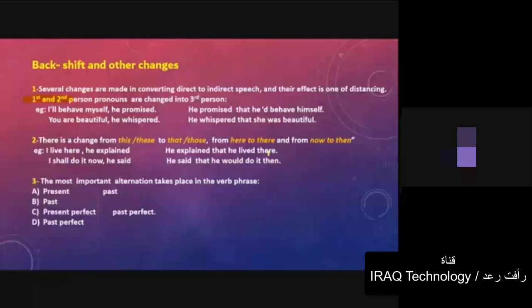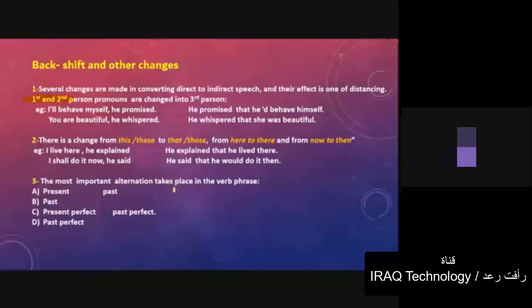These changes are very important in transforming sentences from direct to indirect. I shall do it now, he said. He said that he would do it then. I changed into he; shall changes to would or should; do it now becomes do it then. Clear? Yes, Miss. The most important alteration takes place in the verb phrase.